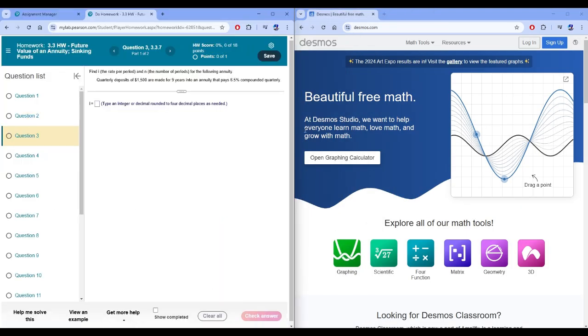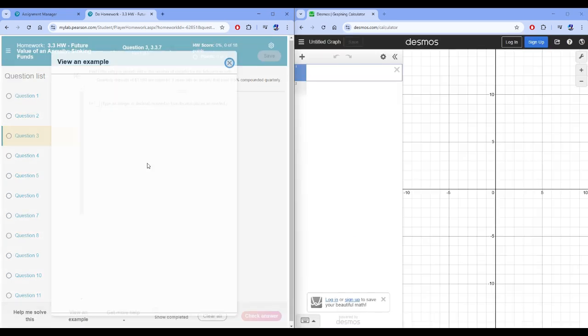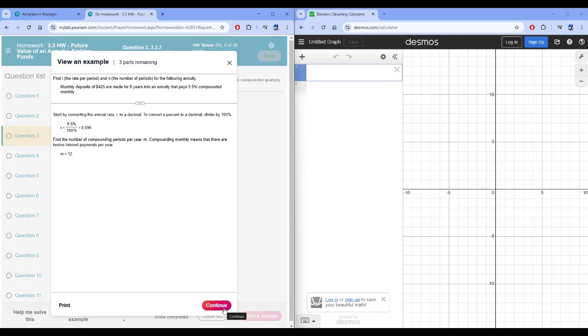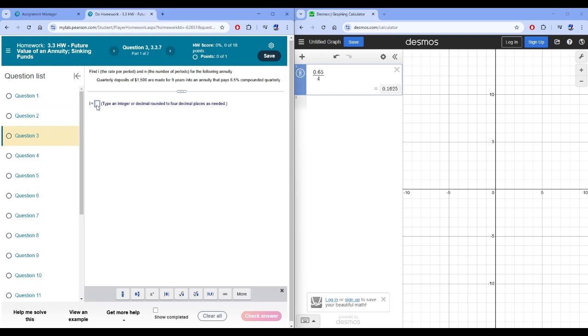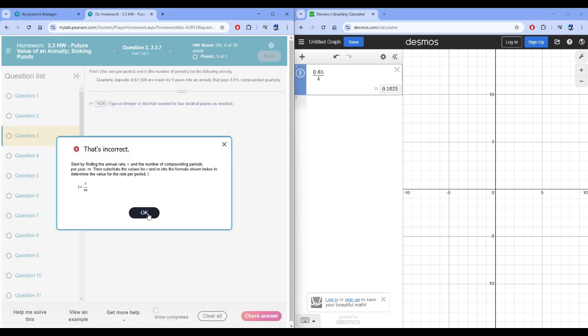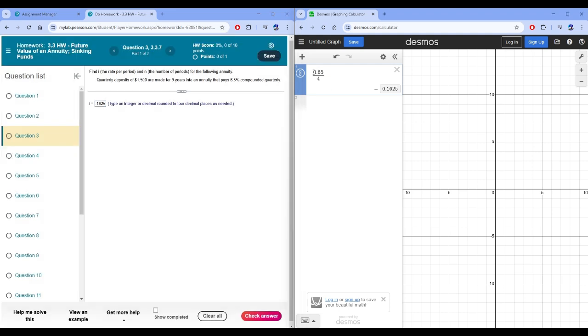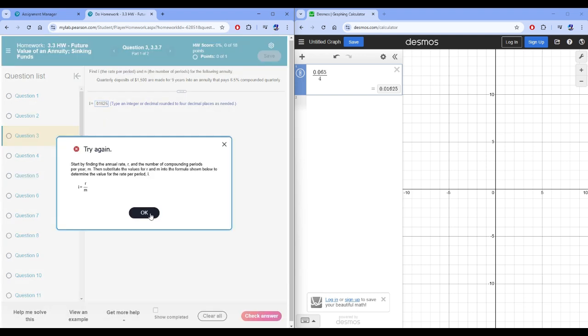All right, let's try to figure this one out. i is the rate divided by m. So that should be 0.065 divided by quarterly, which should be 4. So I'm going to say i is 0.1625. Oh, it should have been 0.0. My calculator didn't take it, so then there should be a 0 right there.